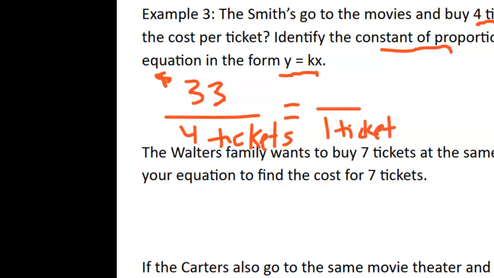Then I'm going to find the cost for one ticket by multiplying the denominator by 1/4 or dividing by 4 to get down to 1, and then doing the same thing in the numerator, either multiplying by 1/4 or dividing by 4. $33 divided by 4 is $8.25 for one ticket. So the constant of proportionality, which is the same as the unit rate, would be 8.25.